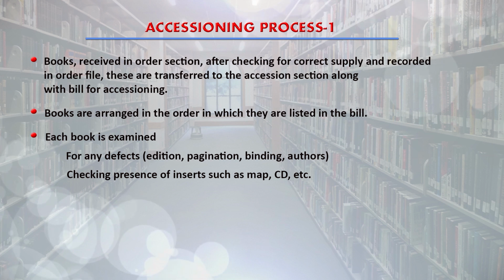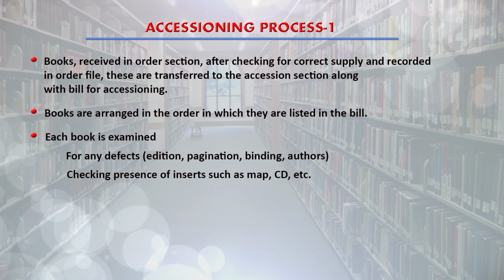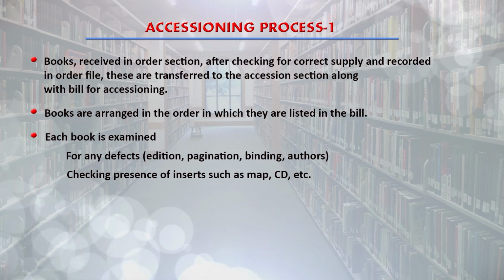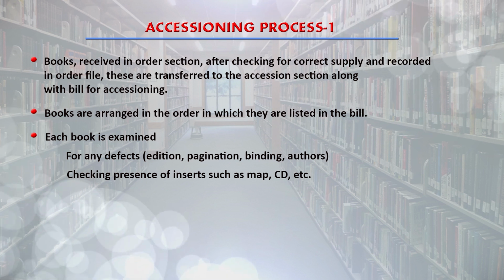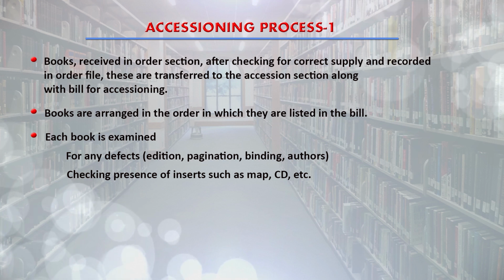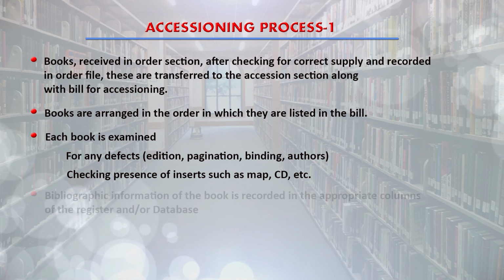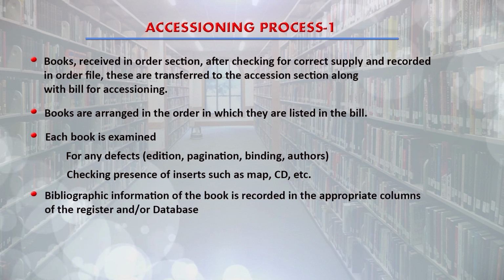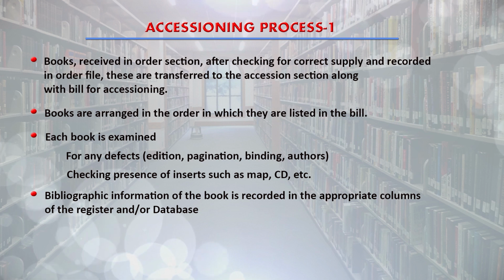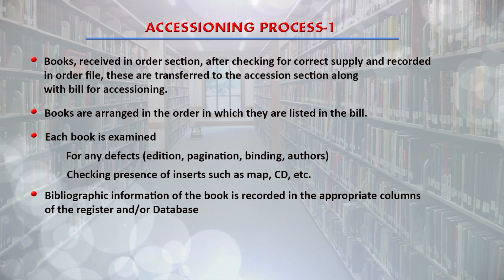Now, checking the presence of inserts: many documents, when we purchase them, contain CDs, maps, charts, etc. Whether those are there or not, if not, you have to ask the bookseller to provide all of those. Then the bibliographic information of the book is recorded in the accession register, as I have shown you. There are several columns, so you have to fill in all the columns, there or in database form.